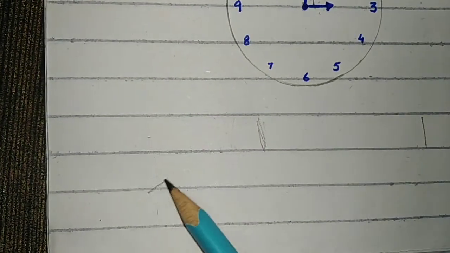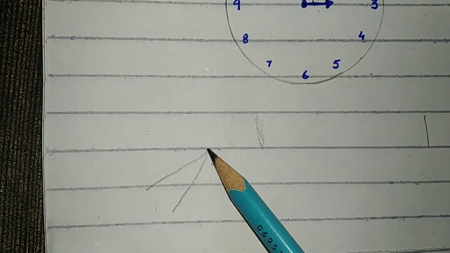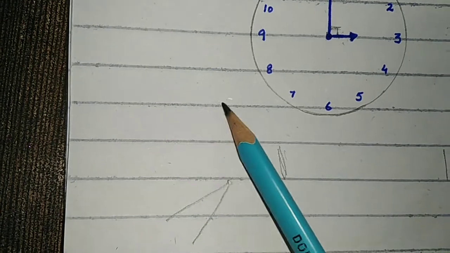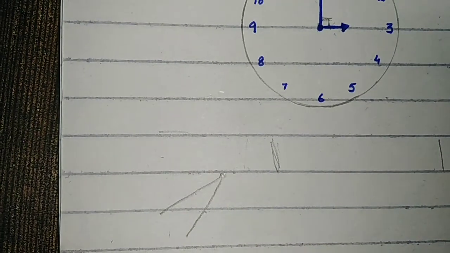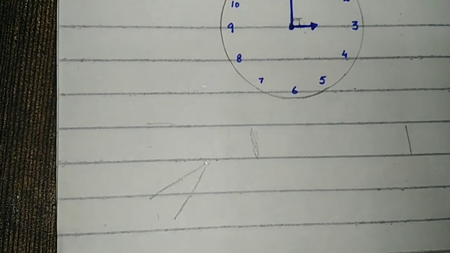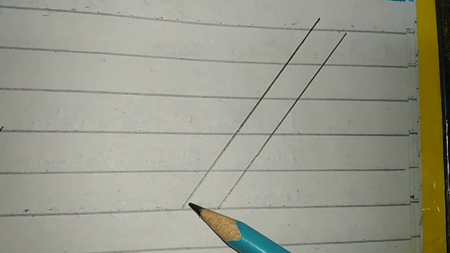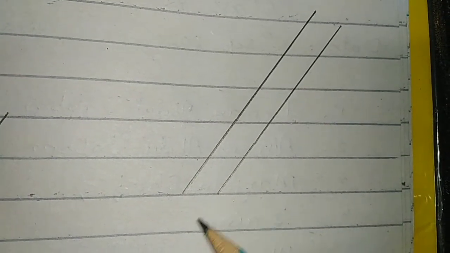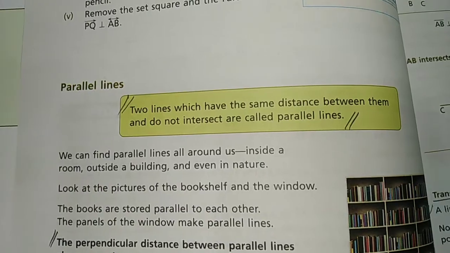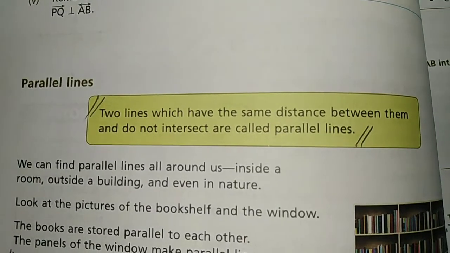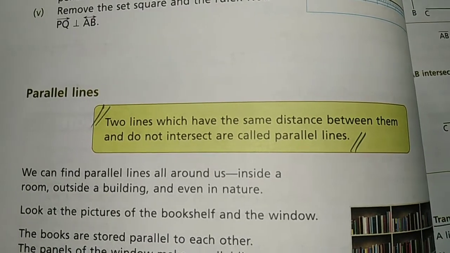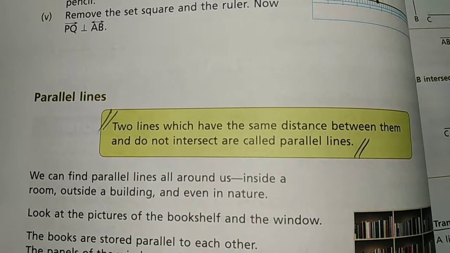Like these two lines intersect at a point. They meet at a point. So these are not parallel lines. But these lines are called parallel lines. Another example of parallel lines: these lines are also called parallel lines because they have the same distance throughout and they do not intersect at any point. Like the railway lines. The railway lines have the same distance but they never intersect at any point. So these are also called parallel lines.